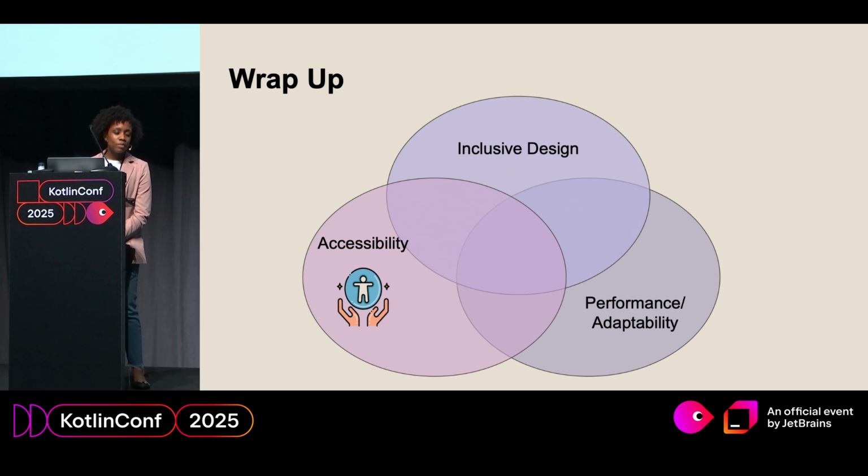And then for performance and adaptability, we touched on it in the beginning, but say you have different font sizes or display sizes, especially for different phone sizes, everything should still be readable, everything should still be accessible and touchable. For a few apps that I've used before, when you increase your font size, you can no longer see what the button even says.